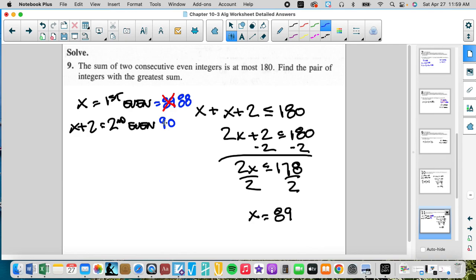Does 88 plus 90 come out less than or equal to 180? I put equals, sorry, x is less than or equal to 89. So the closest even one that is less than or equal to 89 would be 88. Next one would be 90. So that gives us 178. If I went the other way, if I chose 90 and 92, that would give me 182, which is not less than. So my solutions are going to be 88 and 90. Those are two consecutive even integers.